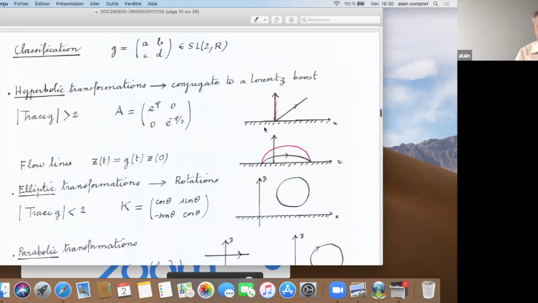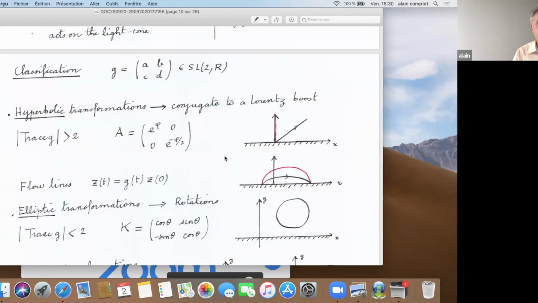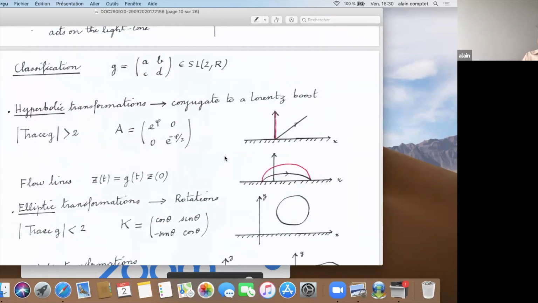So now let me try to recapitulate the various subgroups that we will need. And in fact, there is an intrinsic characterization of these subgroups in terms of their trace. So if you take a 2 by 2 SL2 matrix, it belongs to one of these three classes. It is either hyperbolic, elliptic, or parabolic. So hyperbolic transformations, in fact, are defined by trace of G larger than 2. And you can show that they are conjugate to Lorentz boost.